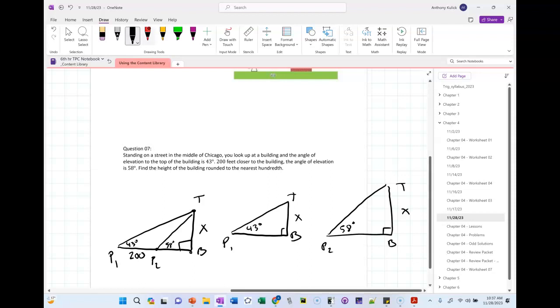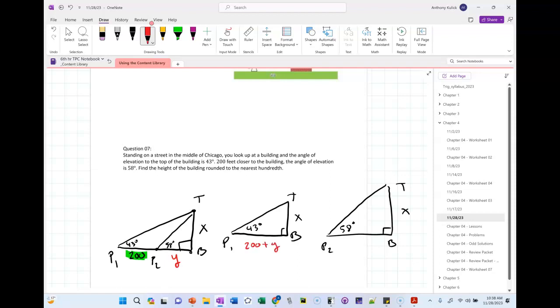So far, so good. But I need to know something about a second side in each of those two right triangles that I drew. Well, I know that this much of my triangle is 200, right? So I'm just going to call that part of that side y. So this one would be 200 plus y, and this one would be just y.